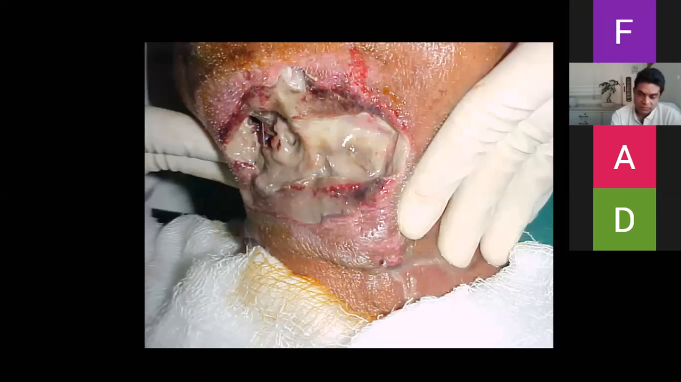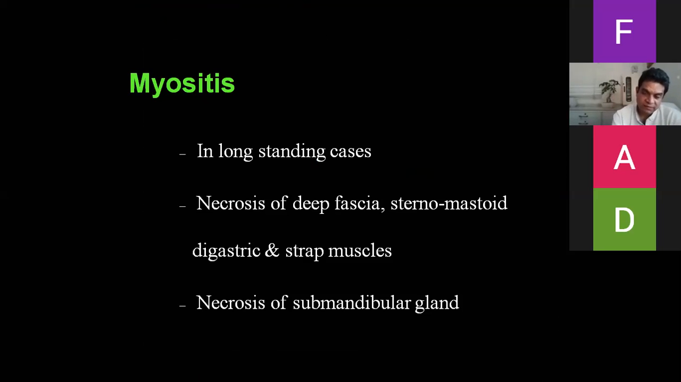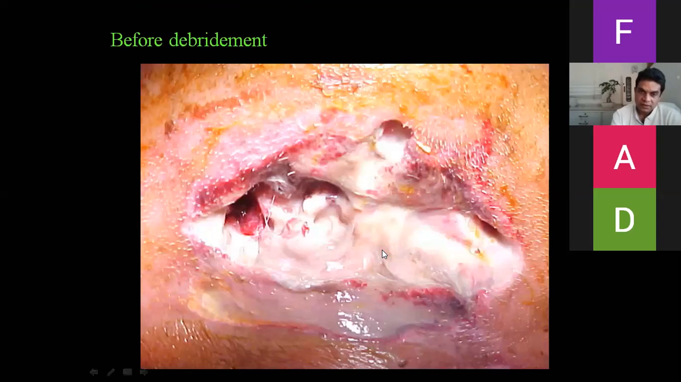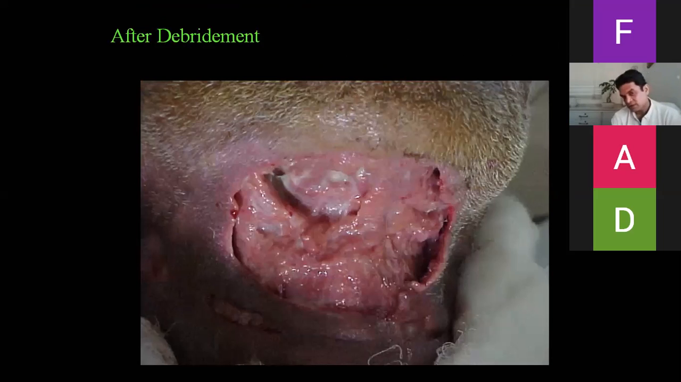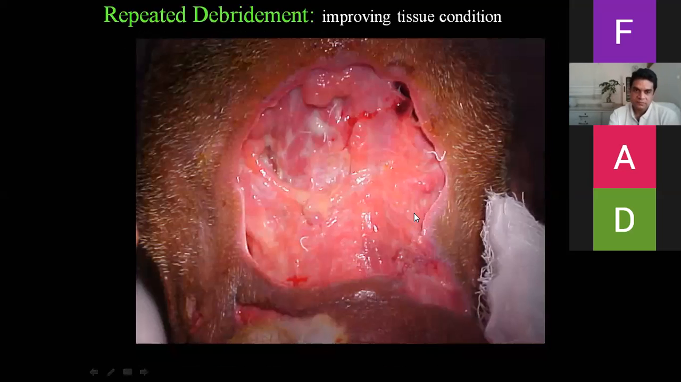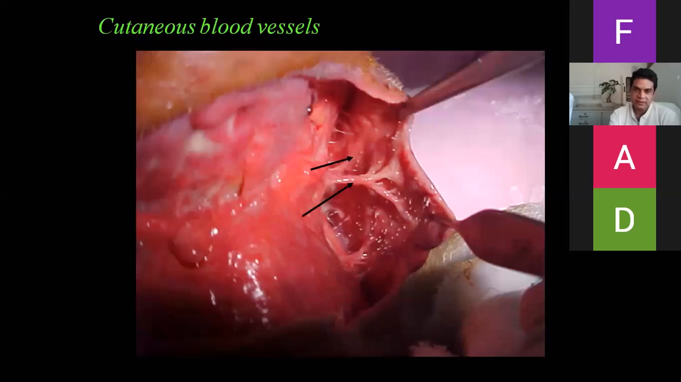And suppose it is a long-standing case, the muscle will also get involved. Like in this case, you can see the digastric and mylohyoid are necrosed. Now you have to do very hard work in rehabilitating these patients. Like you can see the diseased condition of this skin. This is the necrosed muscle. There are deep pockets. And when you keep on doing dressing, it will gradually improve. Can you see these cutaneous blood vessels? Usually in necrotizing fasciitis, these vessels get thrombosed and the skin gets necrosed.